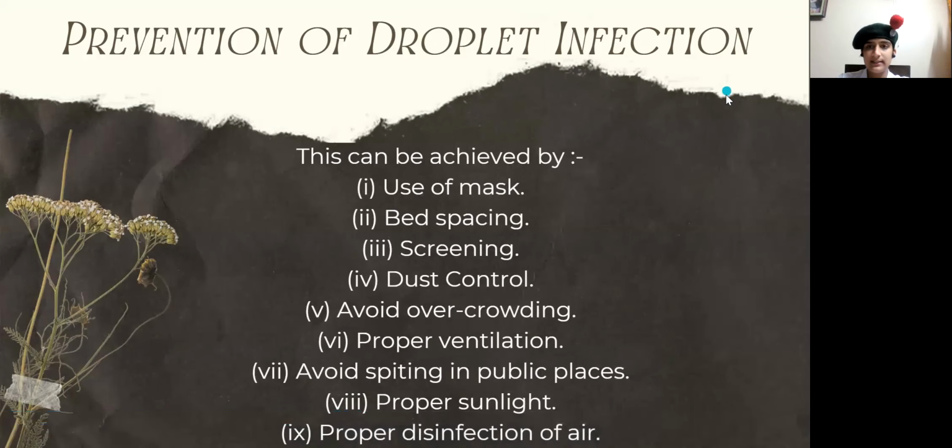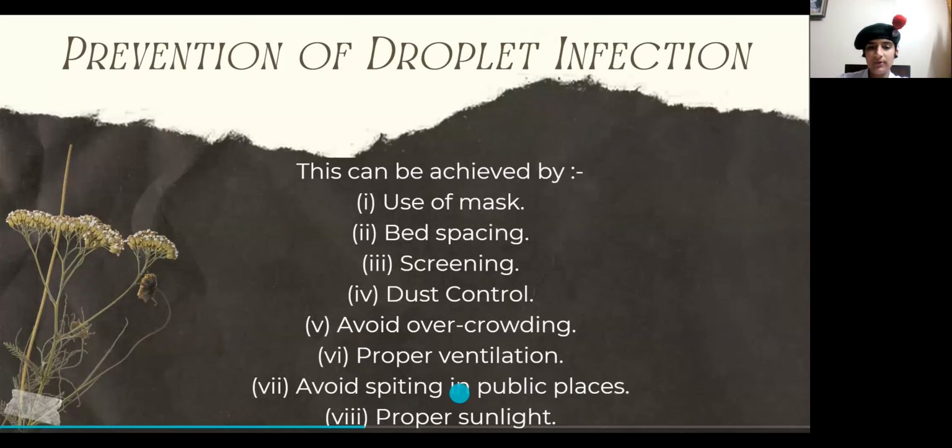Prevention of droplet infection. This can be achieved by use of masks, bed spacing, screening, dust control, avoiding overcrowding, proper ventilation, avoiding spitting in public places, and proper sunlight. I don't think I need to explain all of these. These are very obvious now. We all know how to prevent these diseases, right? So use of masks, avoiding overcrowded areas, proper ventilation, screening, dust control, bed spacing, proper sunlight, all of these are important preventive measures. Clear?